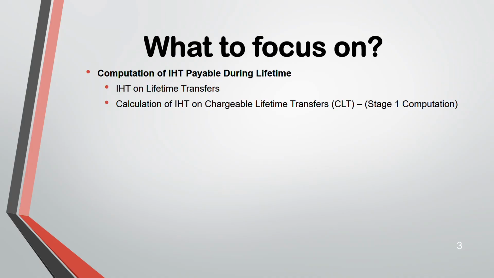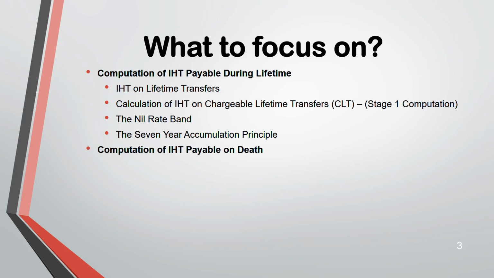This is known as stage 1 computation. Also known as CLT, chargeable lifetime transfer. It is forever chargeable, it is never exempt. Then we have nil rate band. Then we have the 7-year accumulation principle. Then we are going to compute IHT payable on death. Remember, IHT can be calculated twice. Once during lifetime and the other one is on death.